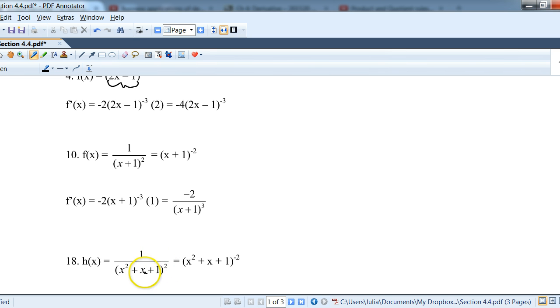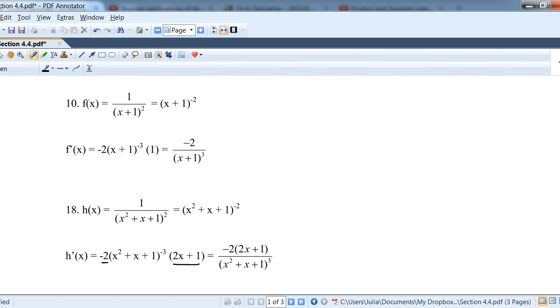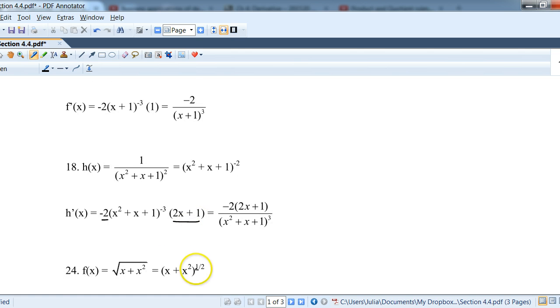Here's another quick example, 1 over x squared plus x plus 1 squared. Again, we can bring it out of the denominator, make it the negative 2 power. And similarly, again, we can take a derivative. Here is the outside times the derivative of x squared plus x plus 1, which is basically 2x plus 1. Then negative 2 and 2x plus 1, both of these, stay on the top because they don't have the negative exponent. And x squared plus x plus 1 goes to the bottom and it becomes a third power. And again, it's okay to leave it like that and not multiply out for this course.